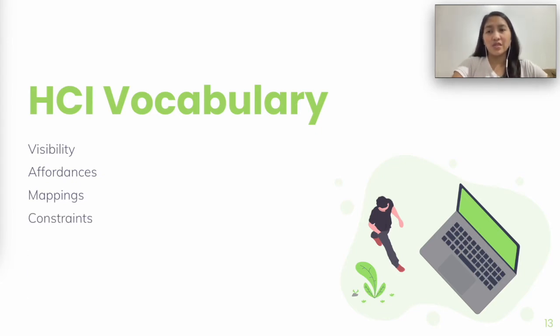Next ay constraints. Yung constraints naman, ito yung naglilimita sa possibilities na pwedeng gawin doon sa isang action. So, maaaring hindi mo muna i-display yung isang screen kasi hindi pa tapos yung isang action na required doon sa screen na yon. So, that is an example of a constraint.